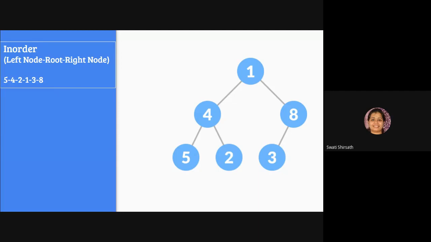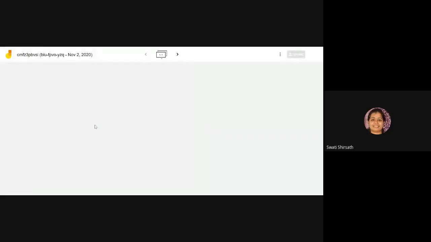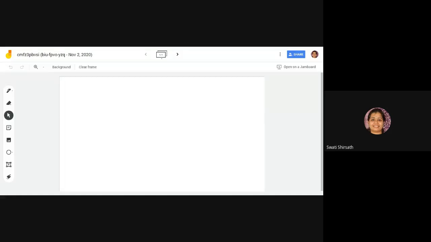Let's take a small tree and consider it accordingly. I'm sharing this whiteboard. So suppose there is 1, 2, and 3. Okay, this is our tree.